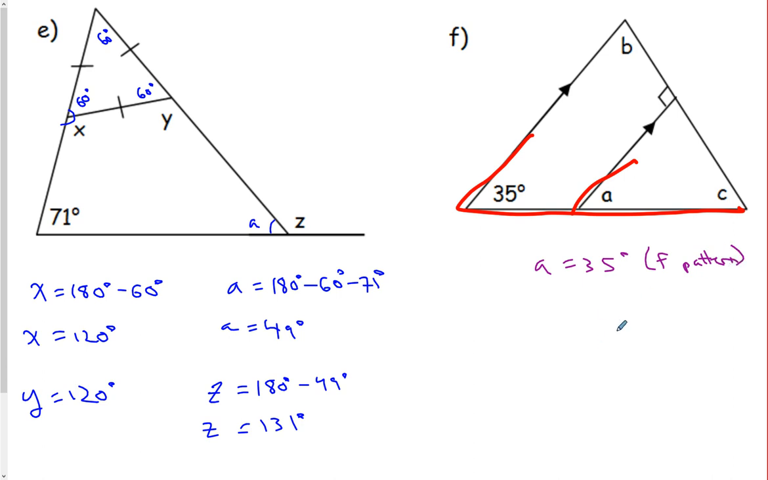And I can use a C pattern to find B. So B has got to be 90 degrees because it's going to make a C pattern right there.